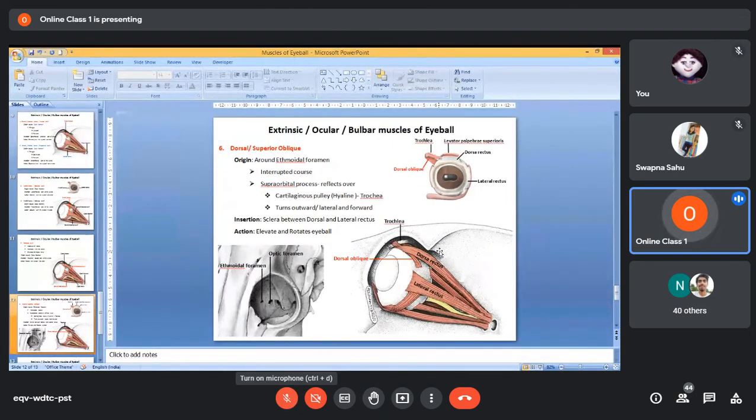Fourth cranial nerve? Nerve supply. Okay, it is your assignment. You just see the nerve supply to the cranial nerve, then you find out the nerve which supplies. There is one cranial nerve which will only supply one muscle, and that muscle is the superior oblique muscle. You please find out the cranial nerve which will supply the superior oblique muscle.